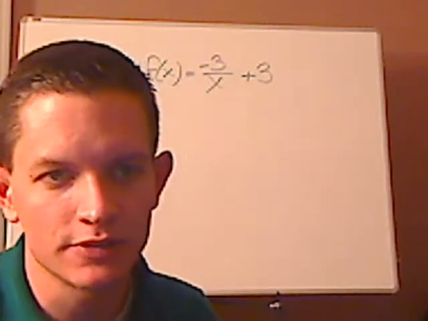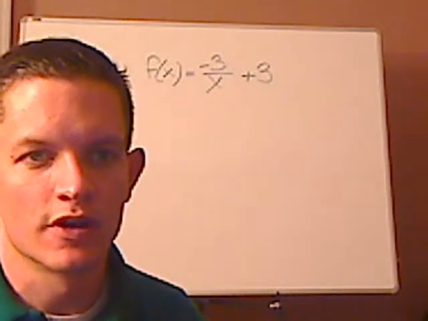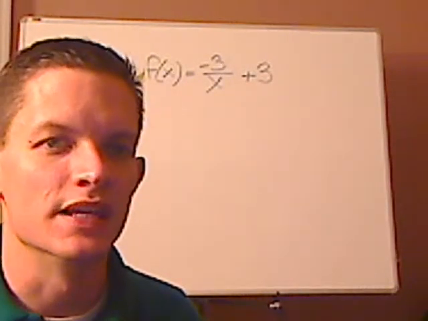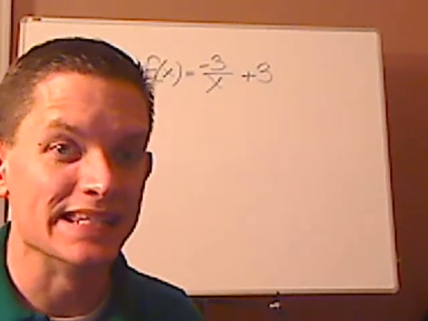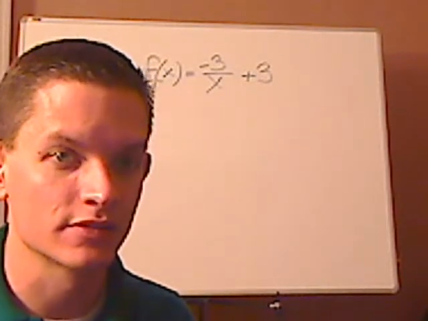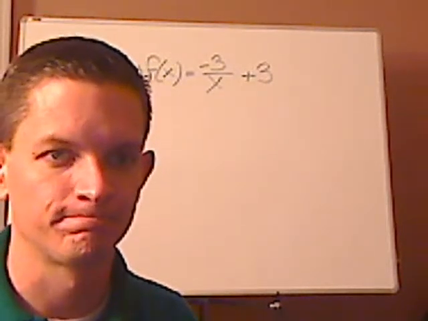So if you would, pause the video and see if you can try this one on your own. Let me read it to you first. It's f of x equals negative 3 over x plus 3.